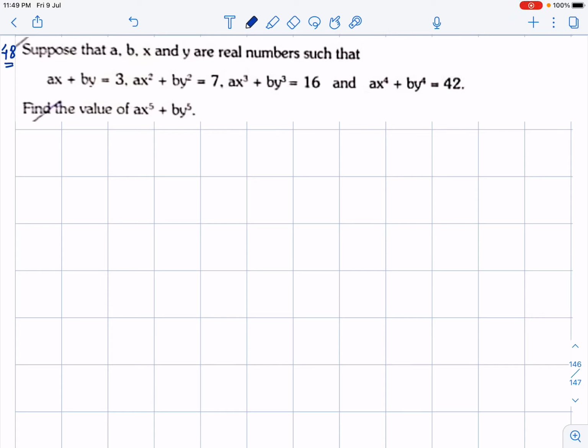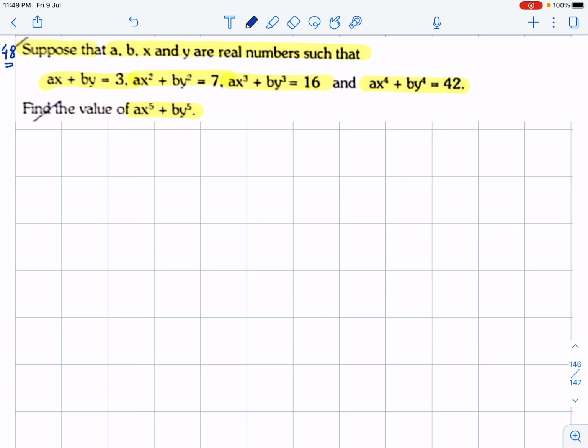So continuing our problem solving series in polynomials, here I came up with question 48 written on the screen. What is the problem statement given to us? Suppose that a, b, x and y are real numbers. ax plus by is equal to 3, ax square plus by square is equal to 7, ax cube plus by cube is equal to 16, ax power 4 plus by power 4 is equal to 42. Find the value of ax power 5 plus by power 5.